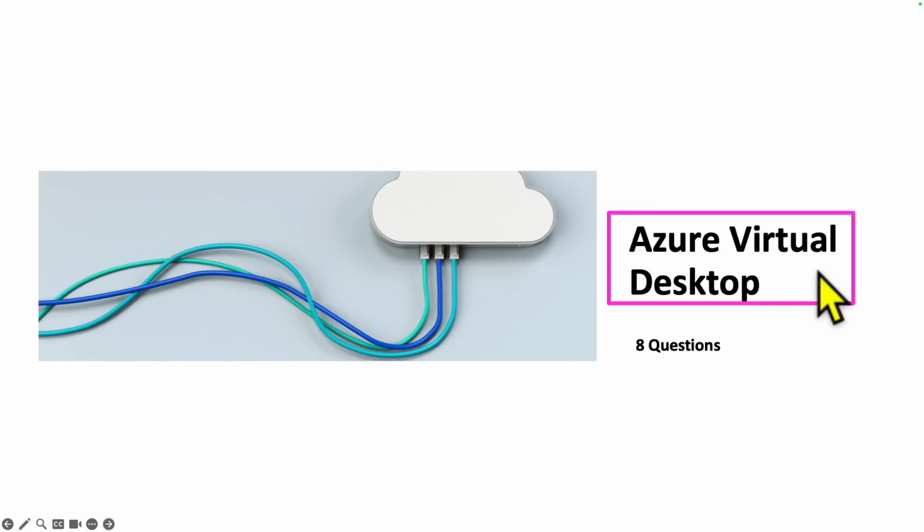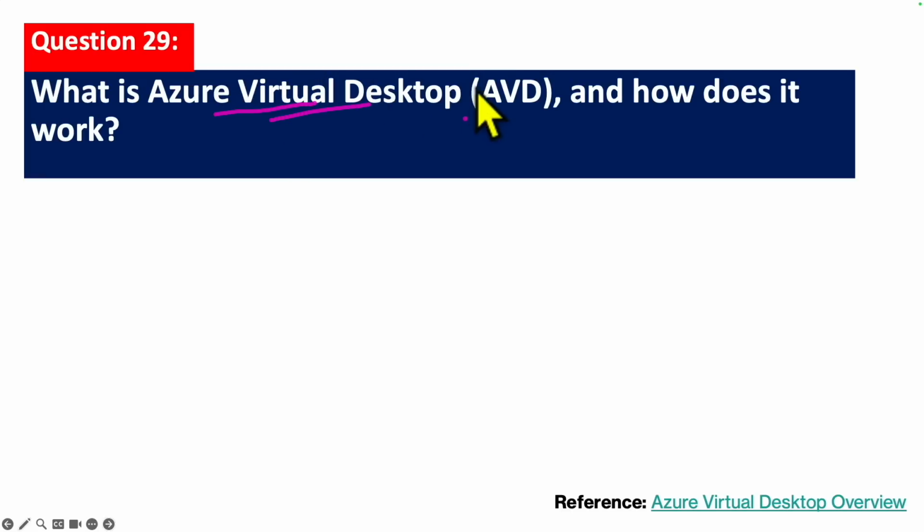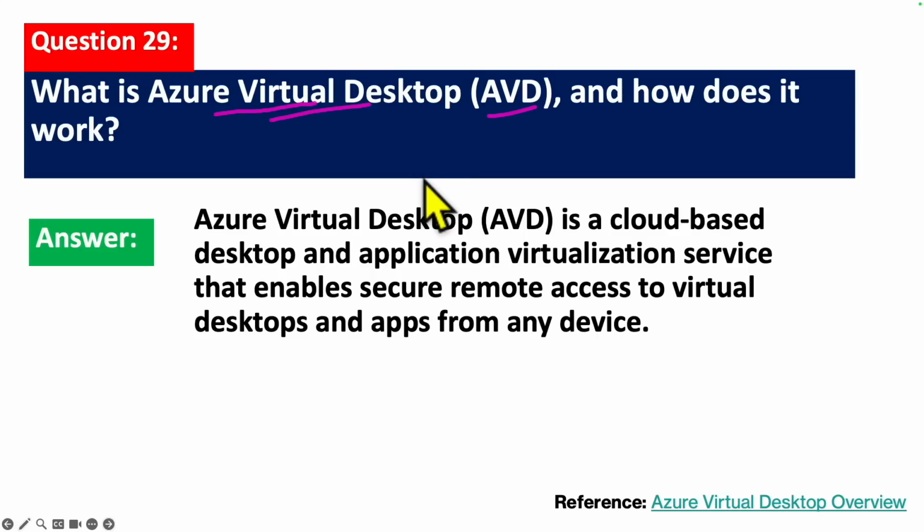The next one is Azure Virtual Desktop. We have 8 questions to go over. Let's go through this one by one. What is Azure Virtual Desktop, or AVD, and how does it work? Here the interviewer is trying to understand your knowledge of what AVD is and give some use case scenarios on how it works. Let's populate the short answer.